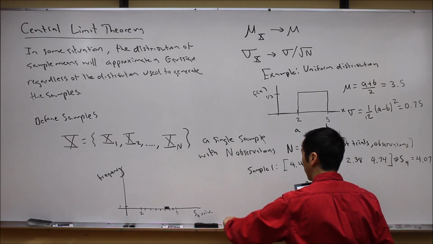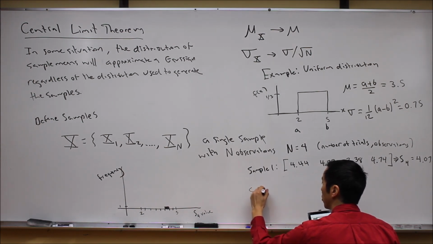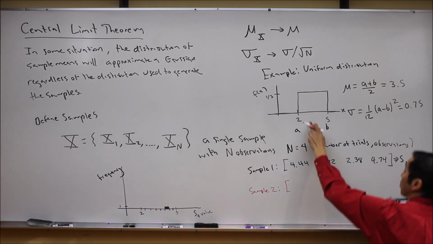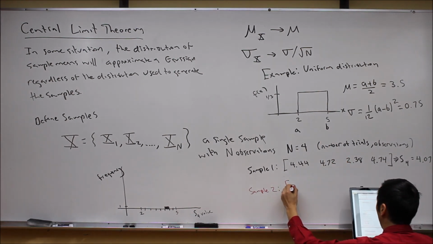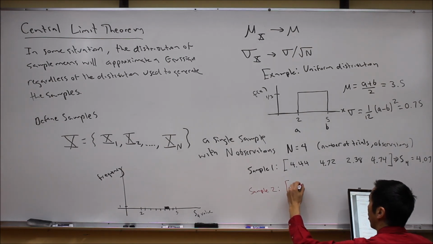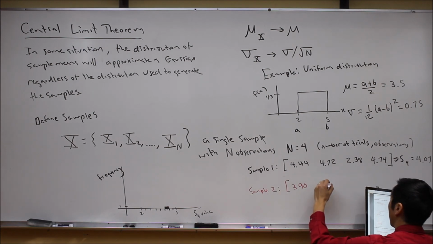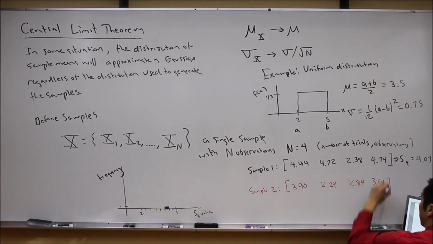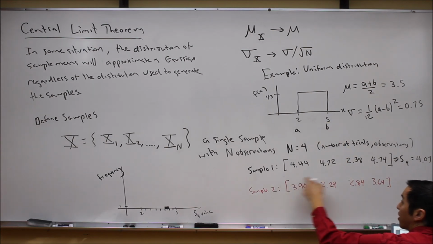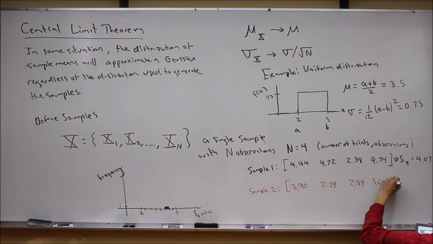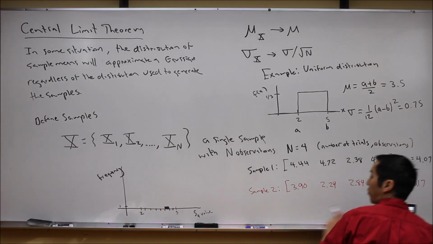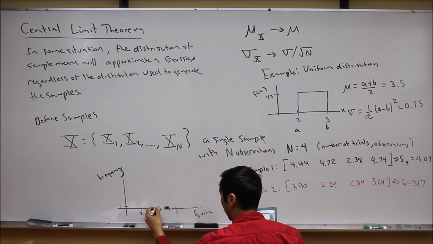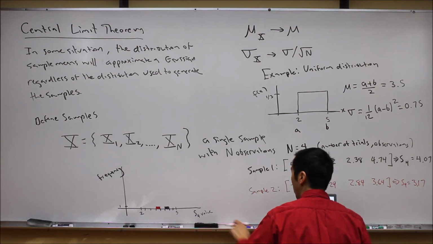Let's get ourselves another sample. Let's do this again. How about sample 2, or trial number 2, however you want to think about it. Again, I will draw from this 4 different times. Let's say I get 3.90, 2.92, 2.84, 3.64, whatever. I just draw 4 uniform numbers. Again, I'll calculate the sample mean here. S4 for sample number 2 came out to be something like 3.17. Great. Let's come over here and plot that. Maybe it's here or something like that. So here's frequency 1 here. Great. Let's keep trucking.